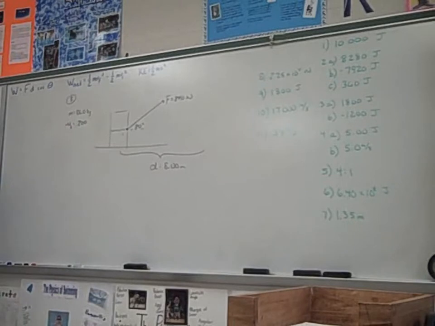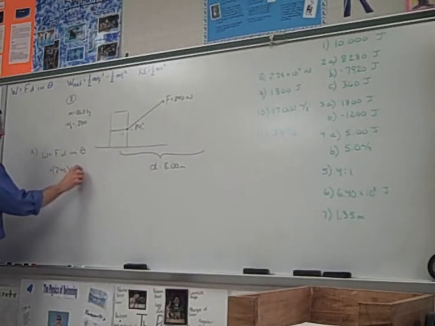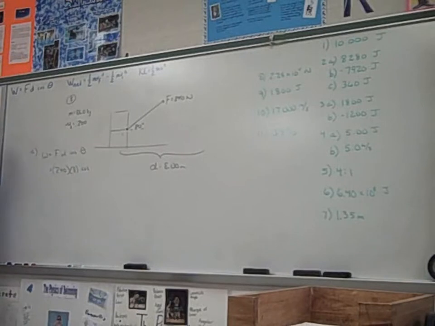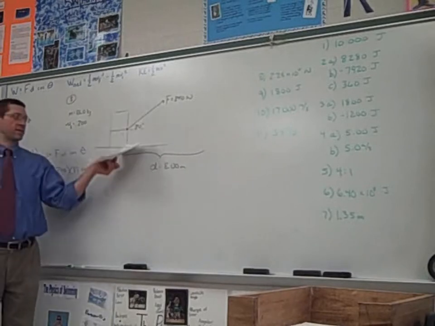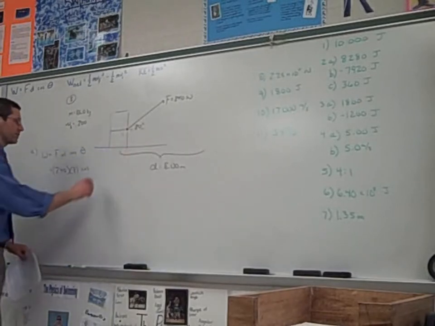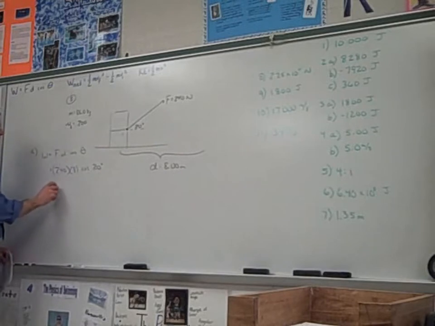So first, part A is find the work done by the force, 240. So work is F d cosine theta. So that's going to be 240 times 8 times cosine of, what's the angle between the force and the displacement? 20 degrees. So that is 1,800 joules. All right, so the work done by the force is 1,800 joules.